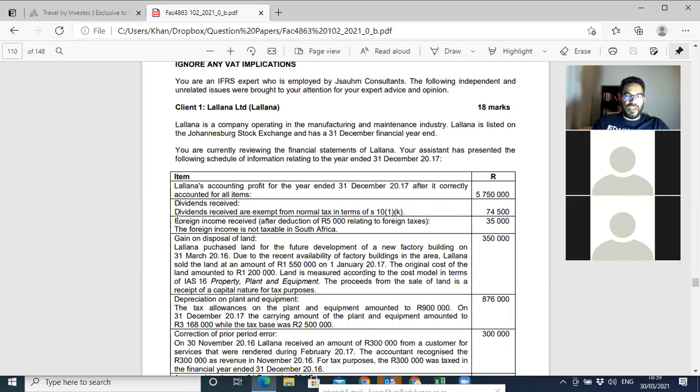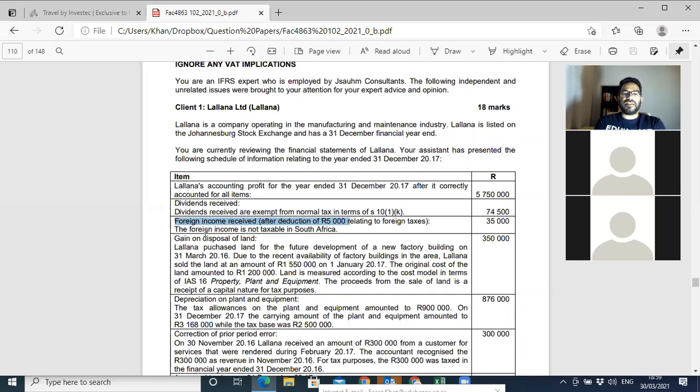Now we go on over here. The other says foreign income received after deduction of 5,000 Rand relating to foreign taxes is 35,000 Rand. They say the foreign income is not taxable in South Africa. So generally, why won't a foreign income be taxed in South Africa? Remember, you need to think about this from a tax perspective. As an individual, whether you're a company or not, if you are a South African resident, you are taxed on your worldwide income.